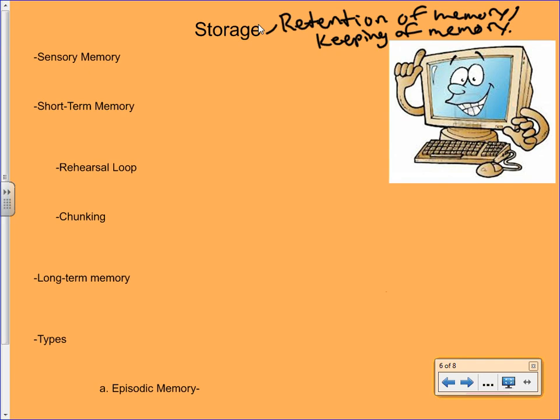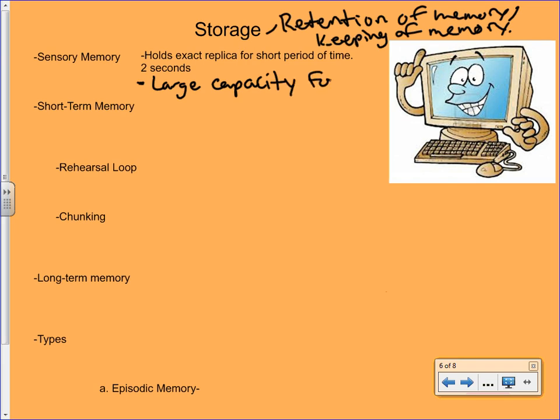So the first type of memory, the first step in the storage process, is the sensory memory. What the sensory memory does is it holds exact replicas of anything we see, hear, do for a short period of time, really only about 2 seconds. So really this memory has an extremely large capacity for a very short time.